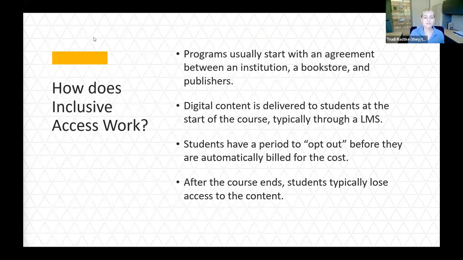Awesome, so now how does inclusive access work? There's 4 distilled concepts we can discuss today. 1, programs usually start with an agreement between an institution, a bookstore, and publishers. 2, digital content is delivered to the students at the start of the course, typically through a learning management system. And 3, students have a period to opt out before they're automatically billed for the cost. 4, after the course ends, students typically lose access to the content.